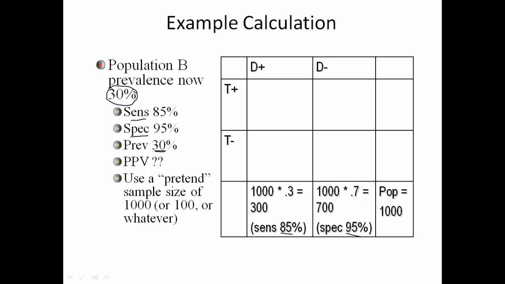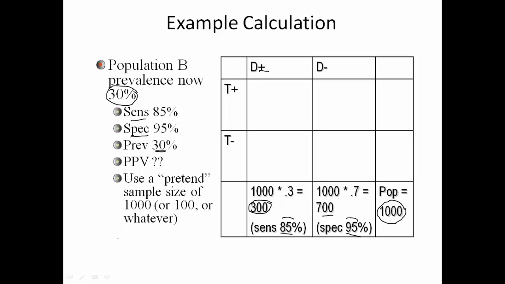Okay, so you have a prevalence of 30. You start with your made-up population of 1,000. 30% of 1,000 is 300, so that's the prevalence with the disease. And then the proportion of people without the disease is 700. Should be pretty straightforward. And now you just calculate to fill in these columns using the sensitivity and the specificity.